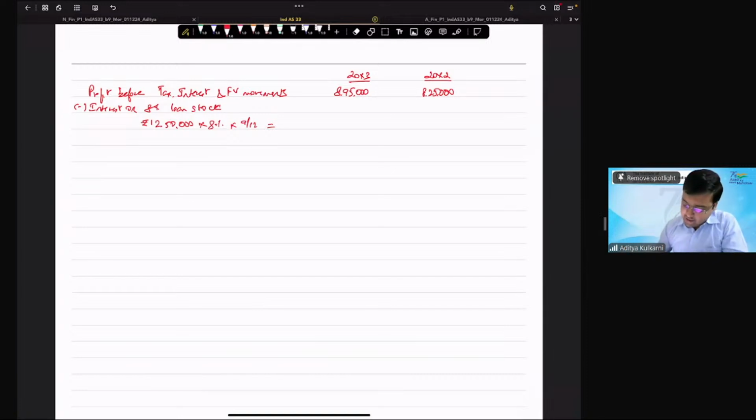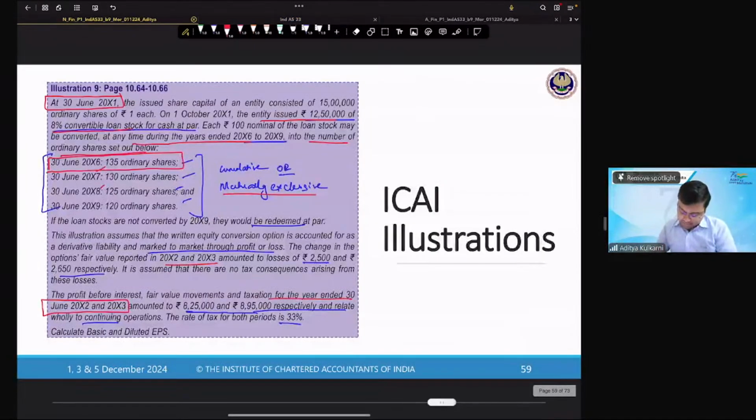75,000. This is for 20x2. For 20x3, 1 lakh, 8%. Any doubts so far? Yes, sir. It's clear till now. All clear till now. Okay.